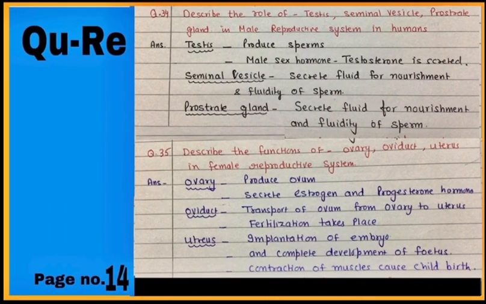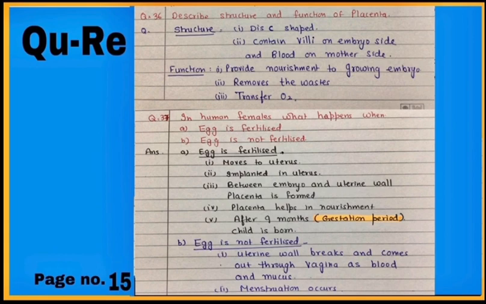Note the role of testes, seminal vesicles and prostate glands in males, and role of ovary, oviduct and uterus in females. What is placenta and its function, and what happens when egg is fertilized and what happens when egg is not fertilized? Check their answers.